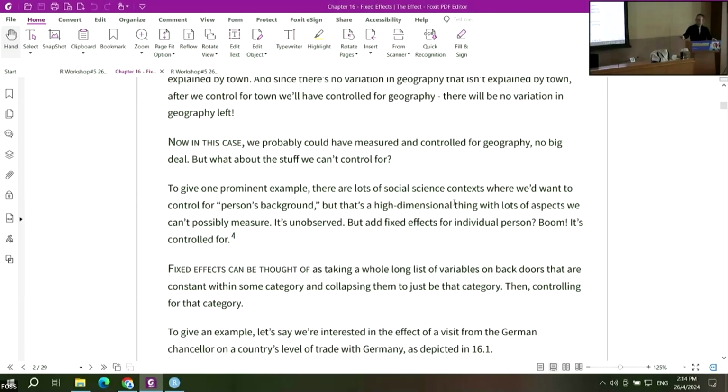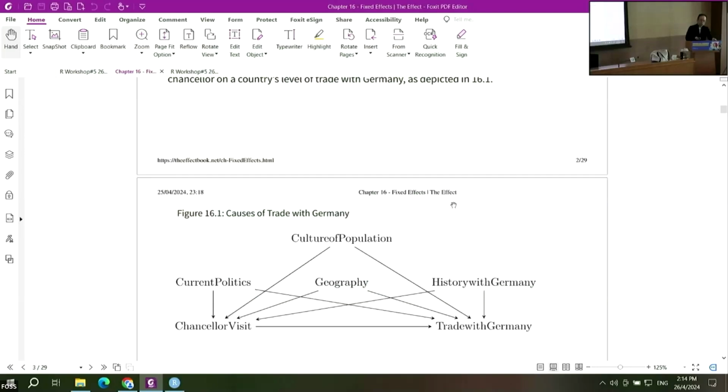Okay. So again, followed by an example, we say that we're interested in the effect of a visit from the German chancellor on the country's level of trade with Germany. So let's look at it in a supposedly causal diagram. In this figure, we are trying to figure out the causes of trade with Germany, and then we're trying to look at whether, if the head of state, the chancellor, would actually visit, that is going to impact the other particular country's volume of trade with Germany or not. So this is what we're trying to identify.